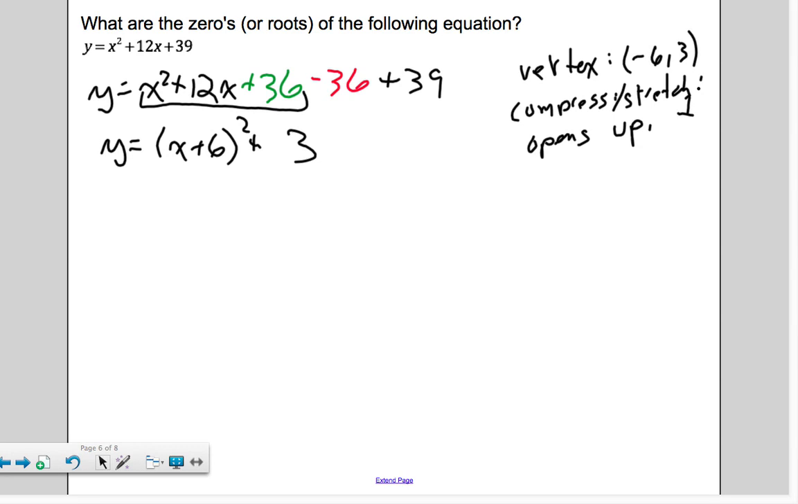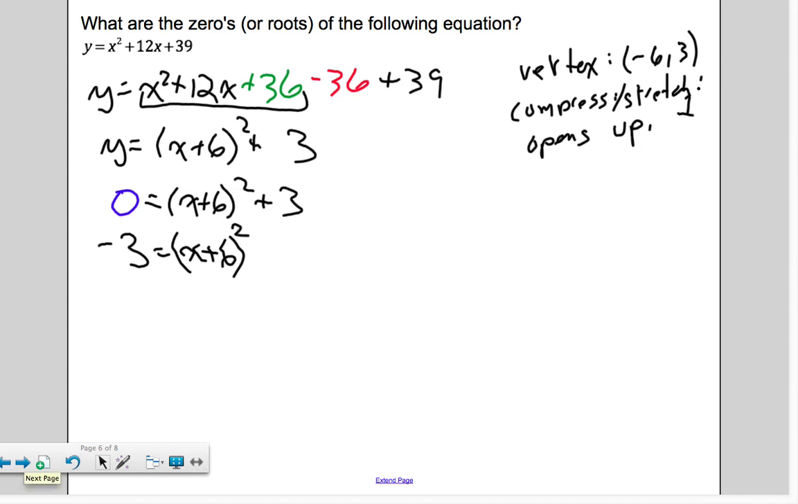So let's find the roots. In other words, where does it cross the x-axis? What's the value of y? Set y to 0, because that's where it crosses the x-axis. So we get 0 equals x plus 6, quantity squared, plus 3. What's the next step? Subtract 3, so I isolate the squared part. I get negative 3 equals x plus 6, quantity squared.